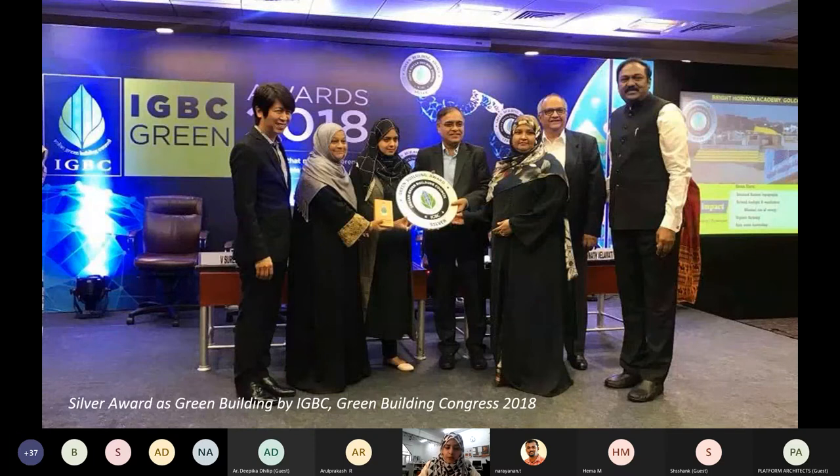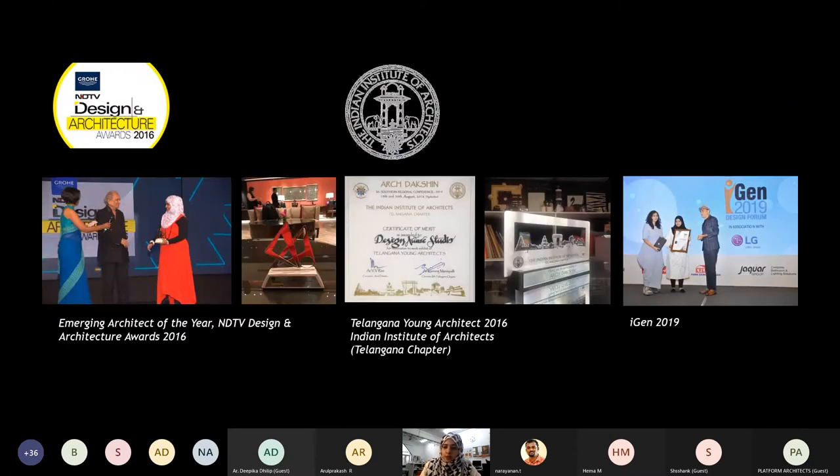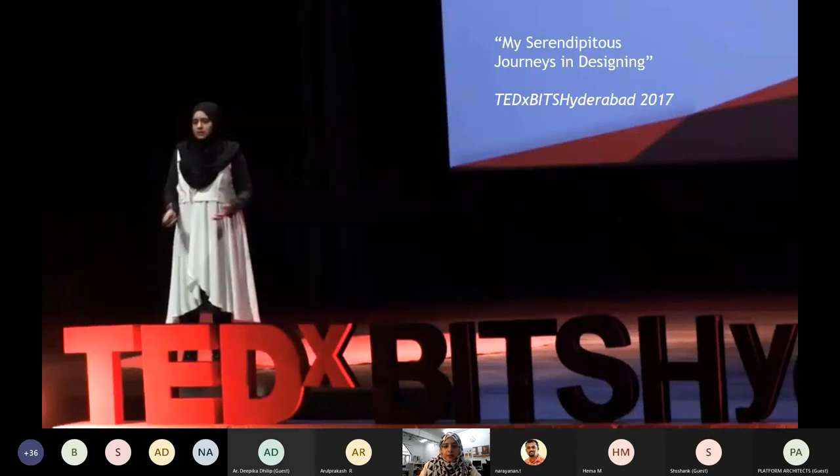So it has been awarded the Silver Award as a green building by the Indian Green Building Council in 2018, and this year, hopefully, we hope to renew it to get a gold rating because we're adding quite a few more elements. We've received multiple awards over the years. I was also named Emerging Architect of the Year by NDTV Design and Architecture Awards in 2016 for this project, also by the IAA.